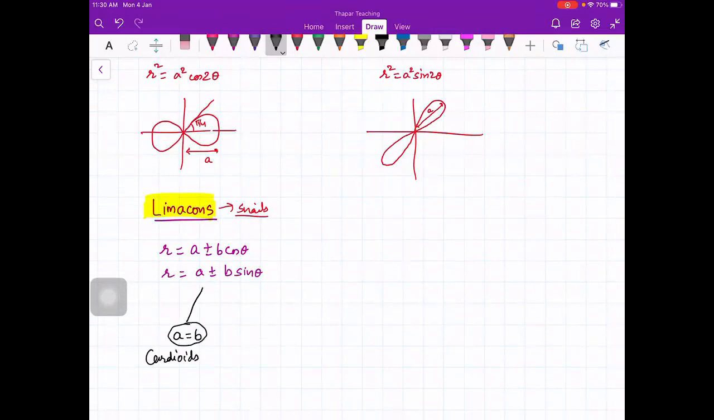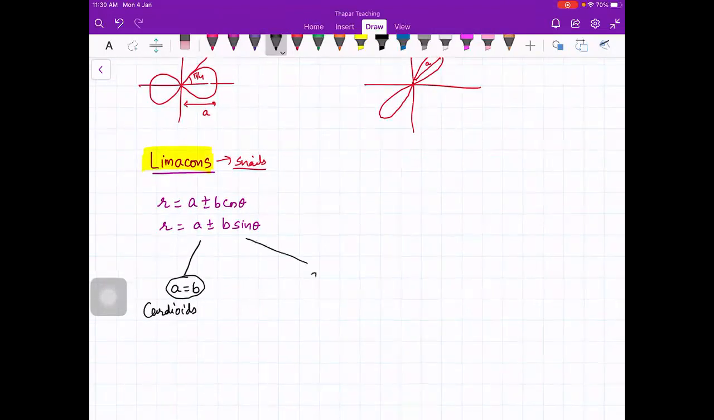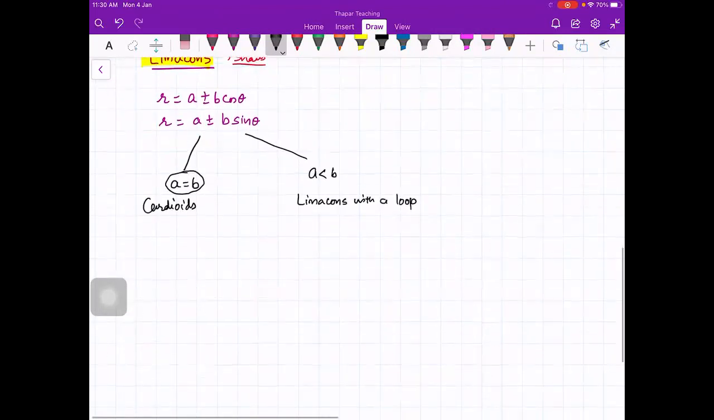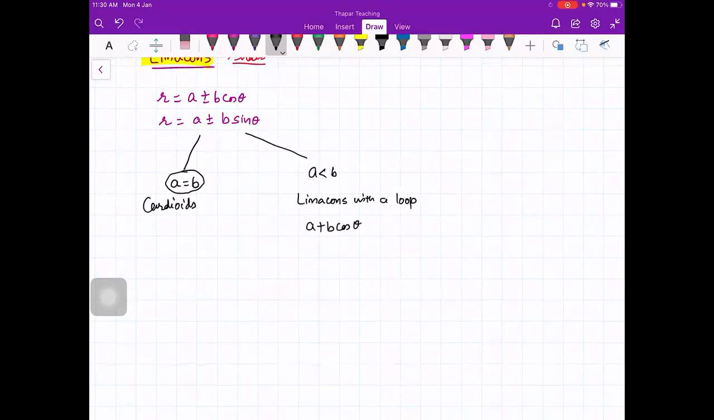Is that okay? Right. And when a is less than b, we will get something called limason with a loop. So if you plot it, you will get something like this. I will plot. You have this a plus b cos theta. If you plot it, this is what you will get. This is because it has a loop. It is like a snail.